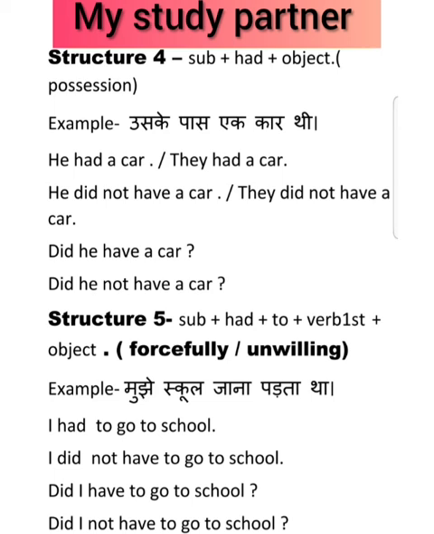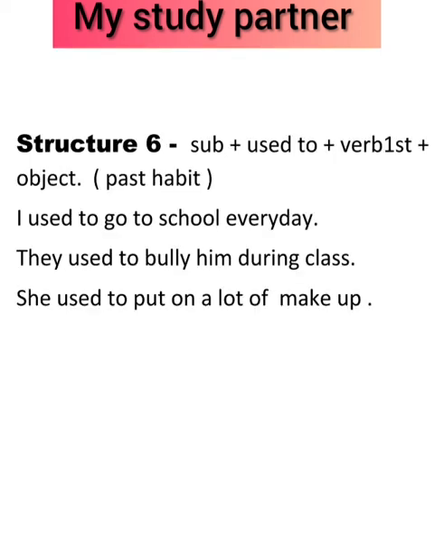Now again, in the negative sentence we are going to use did. Did is the helping verb of past simple, or you can say the past tense uses did as a helping verb. So, I did not have to go to school. Again, have is working as a main verb here. I did not have to go to school. Did I have to go to school? Did I not have to go to school? I hope you guys are getting it.